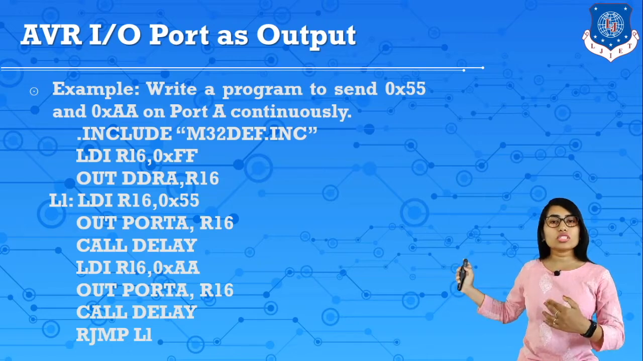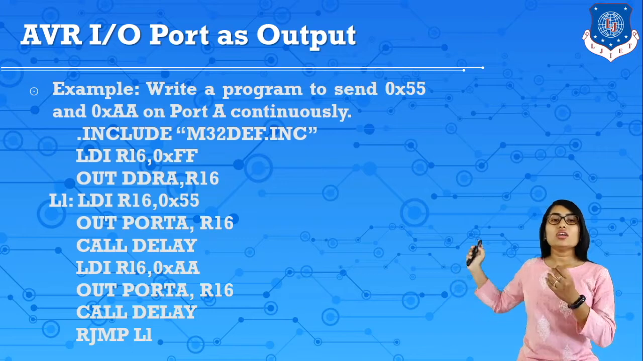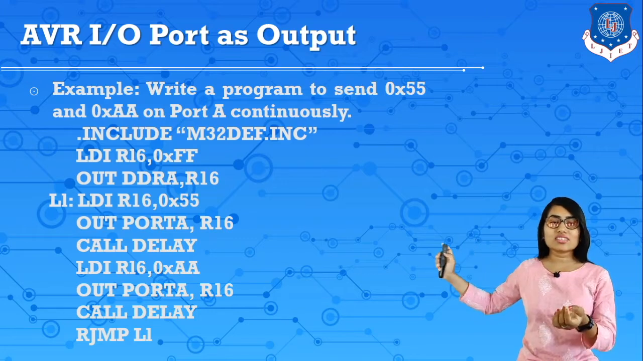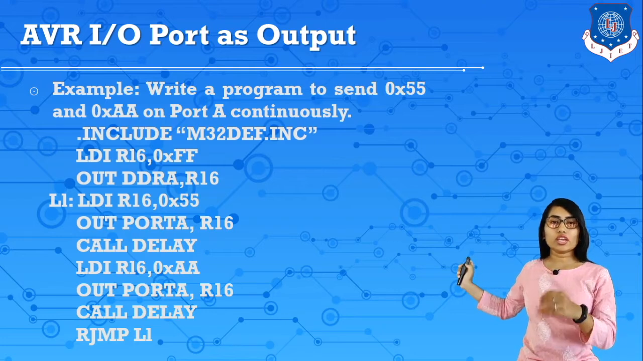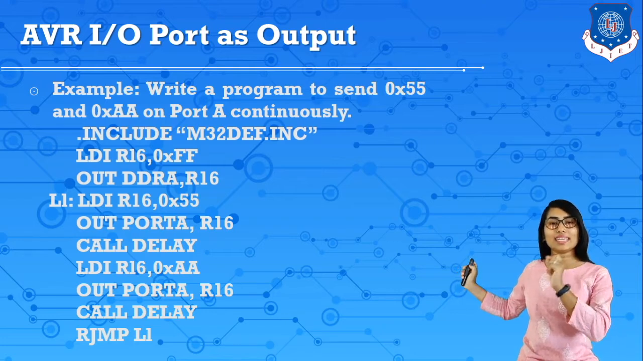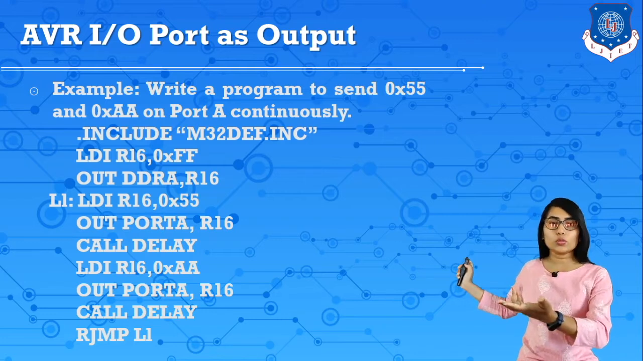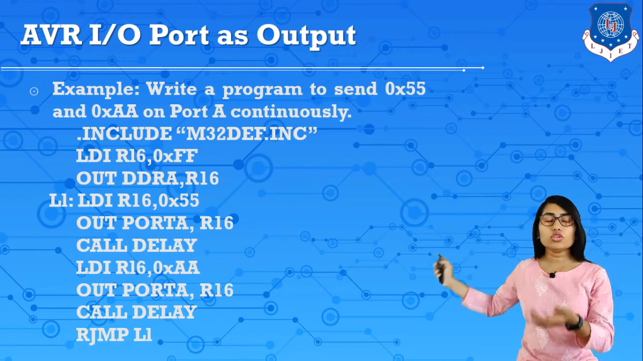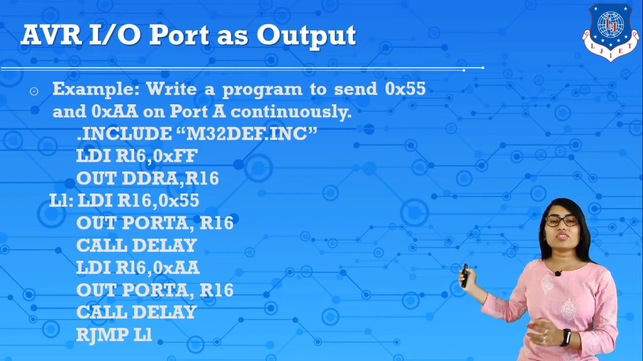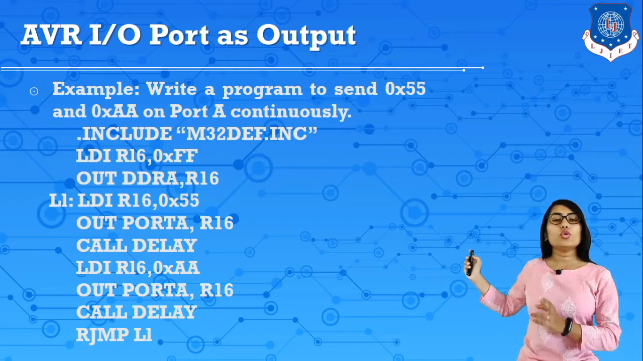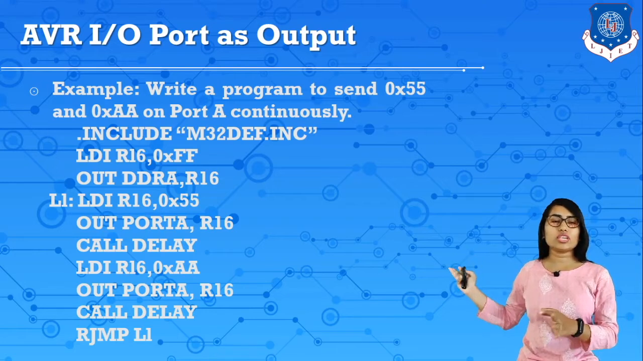Now we want to send data 55 and AA. First load 0x55 into the R16 register, and then send the data on port A. Here we have to use PORTA, because we want to send data at the output side. So we have the instruction OUT PORTA, R16. In R16 we have 0x55, so port A equals 55. Now we call a delay.